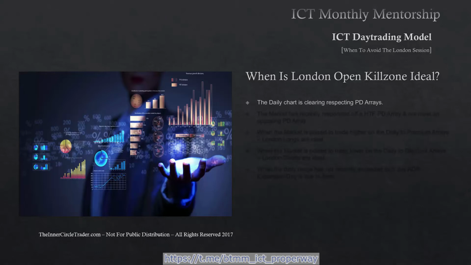Now, when the market is poised to trade higher on the daily to a premium array, we're going to be looking for London longs because they're going to be ideal entry points. We know that on the higher time frame daily, it's respecting the PD array matrix, and the most likely outcome is that it's going to be reaching for a premium PD array. The range from market price to the next premium PD array is indicative of how much we can anticipate for the next price move higher.